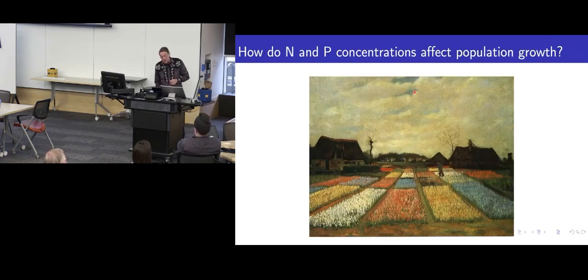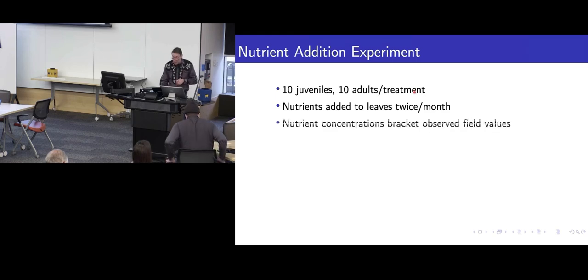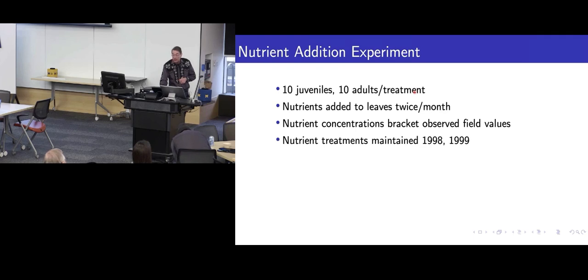Again, we want to know how nitrogen and phosphorus concentrations affect population growth. So the solution here is another one of these experiments in which we are dosing the plants with different nutrient profiles, juveniles and adults. We keep those nutrient concentrations maintained and bracket the observed field values of deposition, following those through a couple of seasons to allow us to measure the transition rates under these different nutrient profiles.